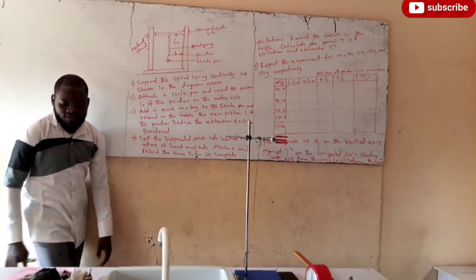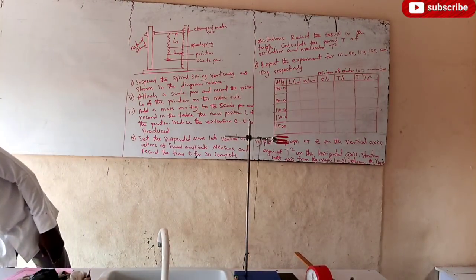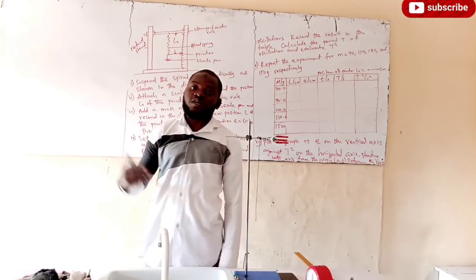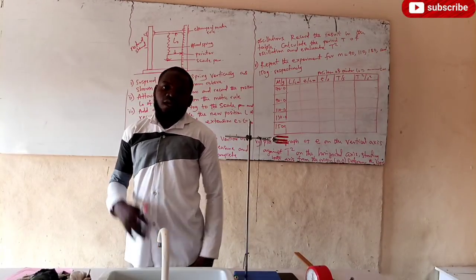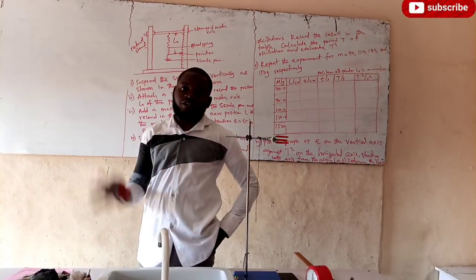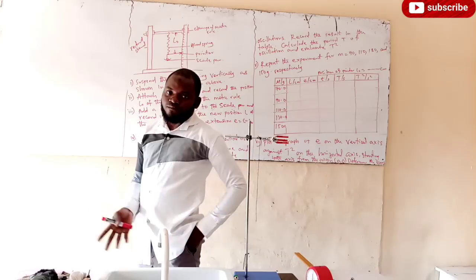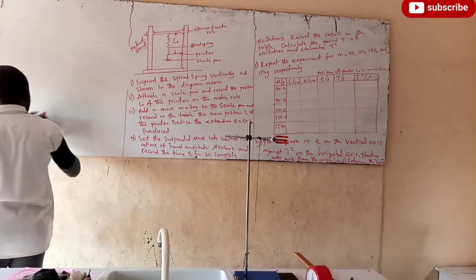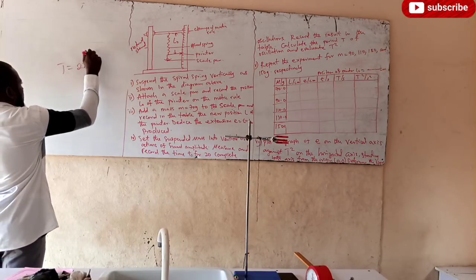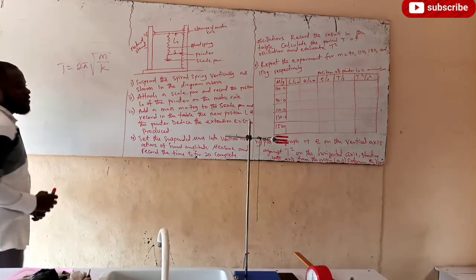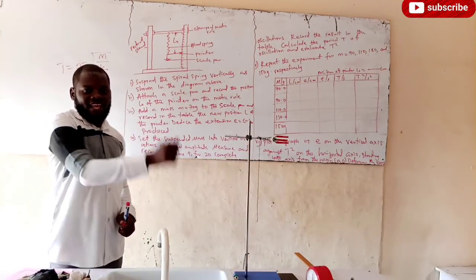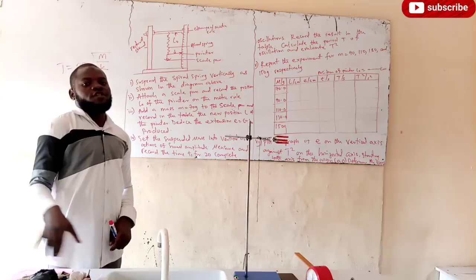I'll first of all let you understand that an experiment on simple harmonic motion is mostly used to determine acceleration due to gravity of a place. And when you want to determine acceleration due to gravity of a place, you need to look at the relationship between the period and the frequency. Therefore, look up, I have this equation: T is equal to 2π square root of m divided by k, where k is my spring constant, m is the mass that I will be attaching to the spring, and T is the period of oscillation.